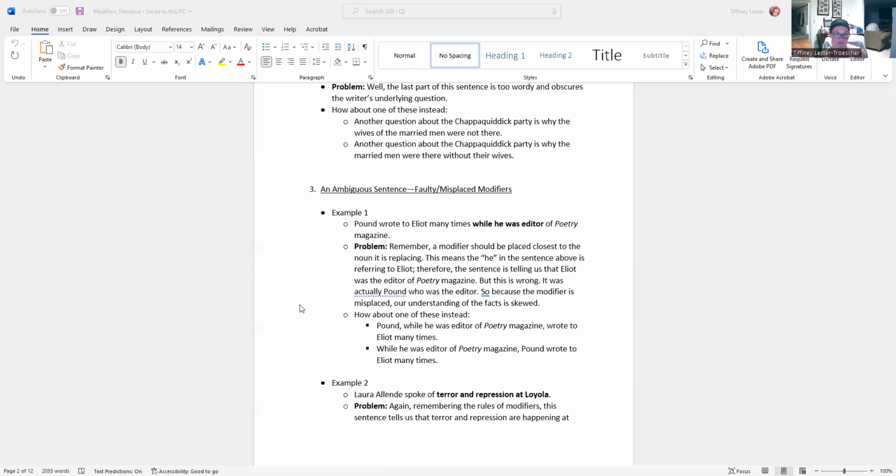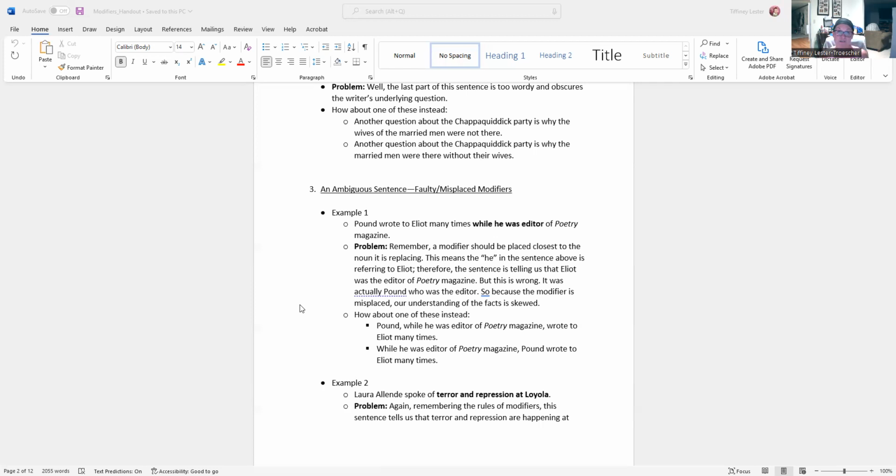So here's the problem with that. The rule of modifiers, especially pronouns, is that the noun that the pronoun refers to should come closest to the pronoun in the sentence. We have two nouns in this sentence, Pound and Eliot. We have a pronoun, he. Which he does that pronoun refer to? Based on the rules of pronoun usage, it should refer to the one it comes closest to, which would be Eliot.